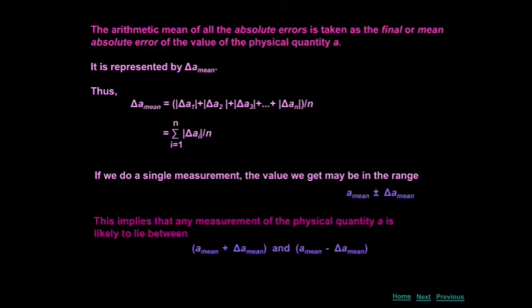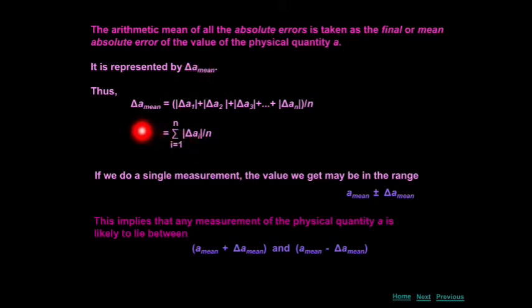Okay, the arithmetic mean of all the absolute errors is taken as the final or mean absolute error of the value of the physical quantity. It is represented by the letter del A mean. See the screen, del A mean. First we find only the absolute errors, and in this case we find the mean value of the absolute error.